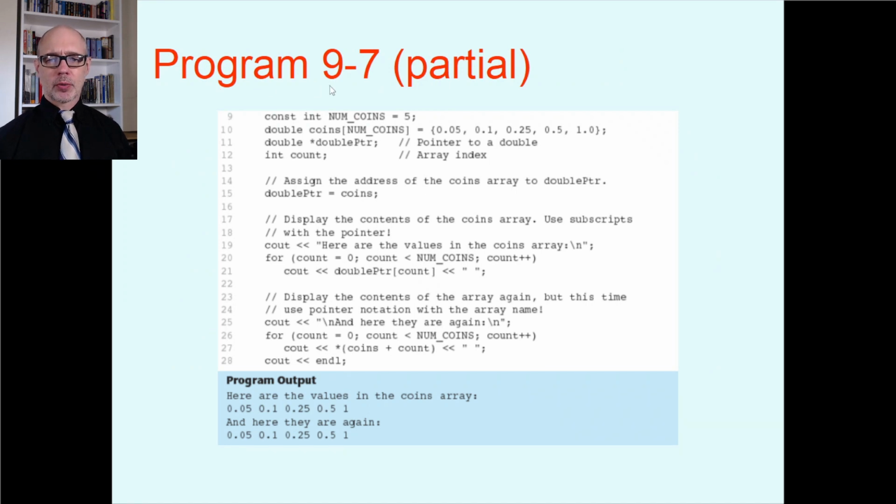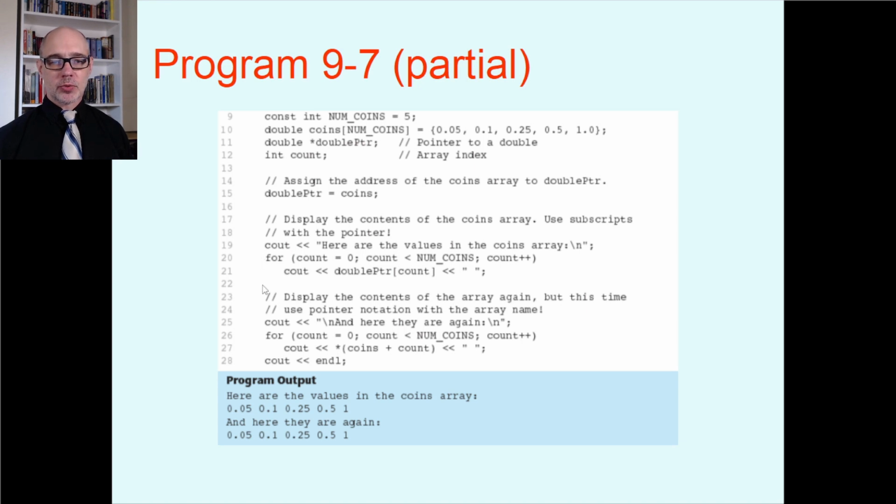So here is program 9.7 that gives a demonstration of that happening. On line 10, they're declaring a double array called coins, right? And initializing it to the value of standard change in America. In addition to that, they're declaring a double pointer called double pointer. That makes sense, right? And we're going to interact with these two things. On line 15, you're setting double pointer to the address of coins, right? So they are now holding the same address, and they're effectively the same thing.